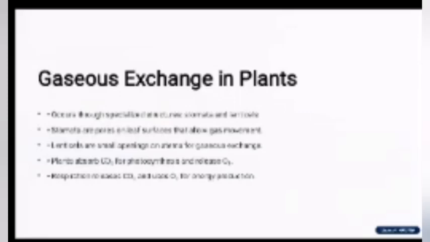Plants conduct gaseous exchange through two specialized structures. Number one, stomata. Number two, lenticels. I'll say it again. Plants carry out gaseous exchange through specialized structures. Number one, stomata. Number two, lenticels.